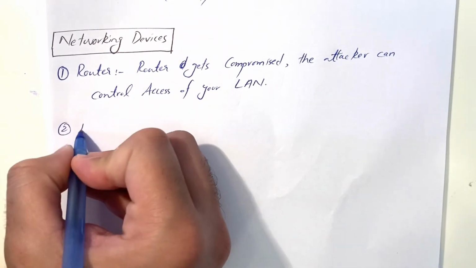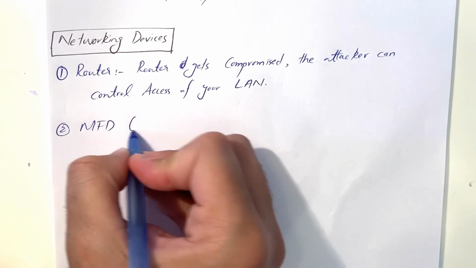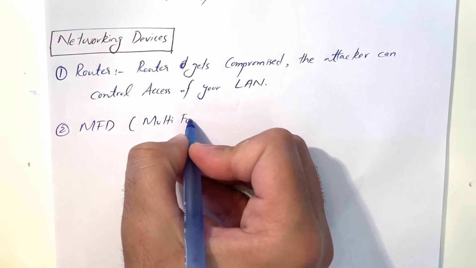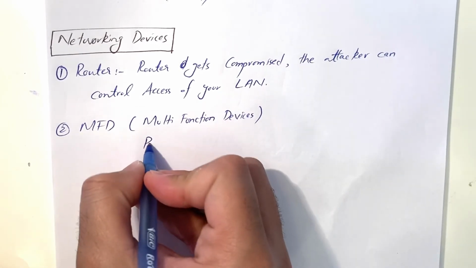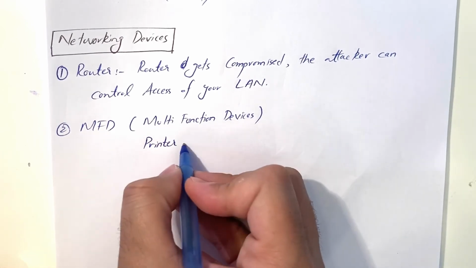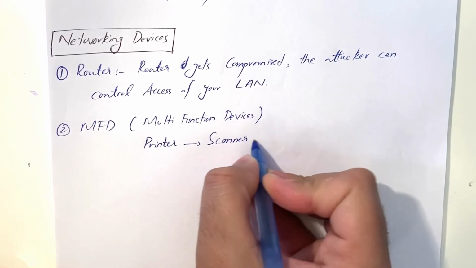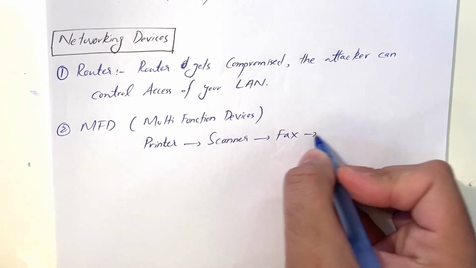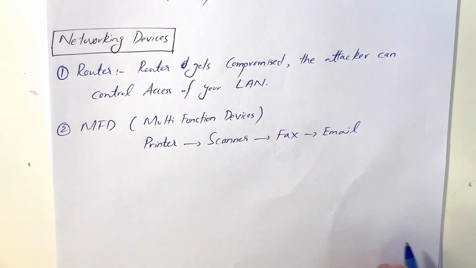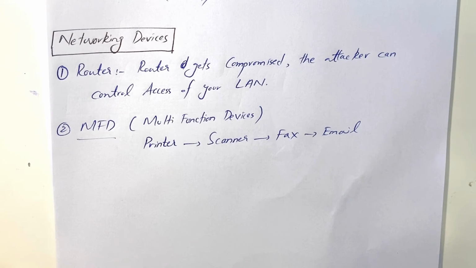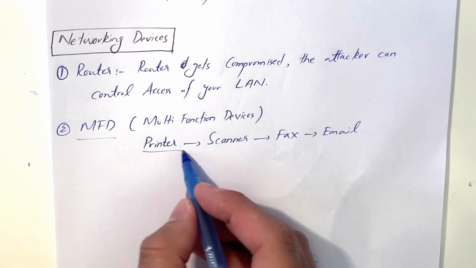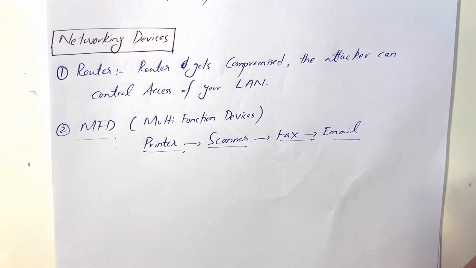Some other network devices are MFDs, multi-function devices. Multi-function devices are, for example, printers. Printers can be used as a scanner. They can be used as a fax machine as well, or you can also send email. It also has an email server running on it. Of course, printers use an operating system. If anybody gets the operating system, they can use the printer, scanner, fax, email. They can do anything because it does use the SMTP protocol. It does use some other TCP/IP functions as well.